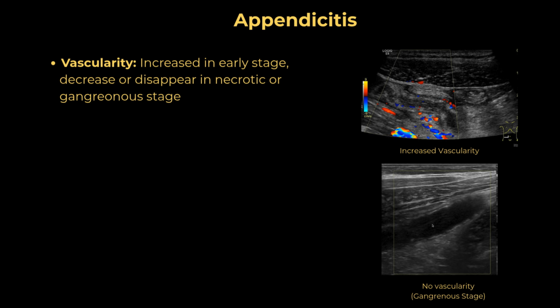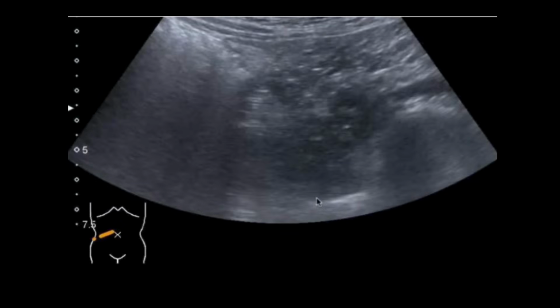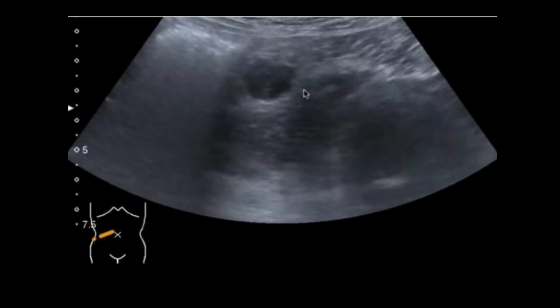Vascularity is increased on color Doppler. This shows hyperemia in the appendiceal wall. Vascularity may reduce or disappear if the appendix becomes necrotic or gangrenous. The appendix is non-compressible. It does not collapse with probe pressure and keeps its round shape, even if you press it against the psoas muscle.